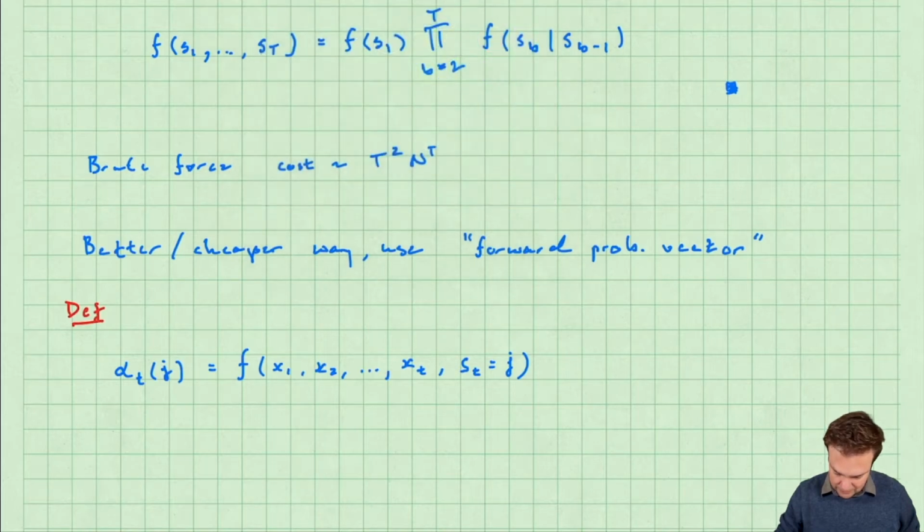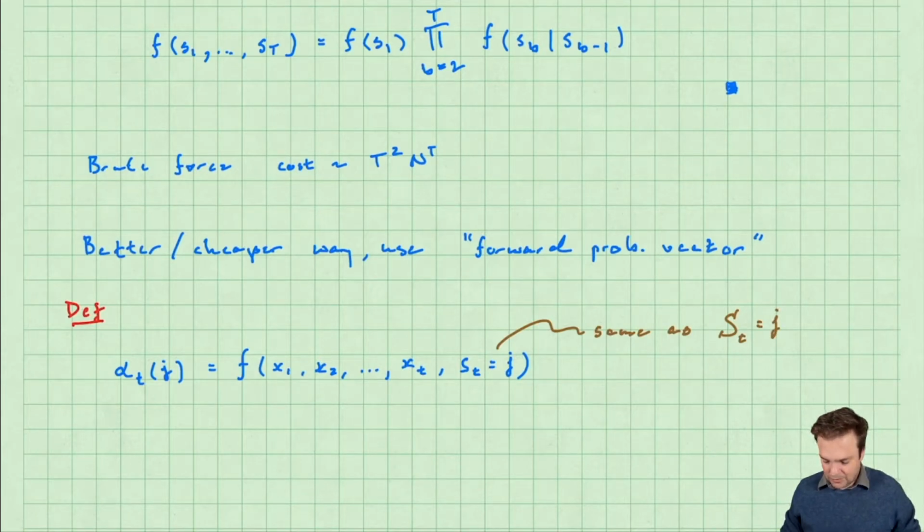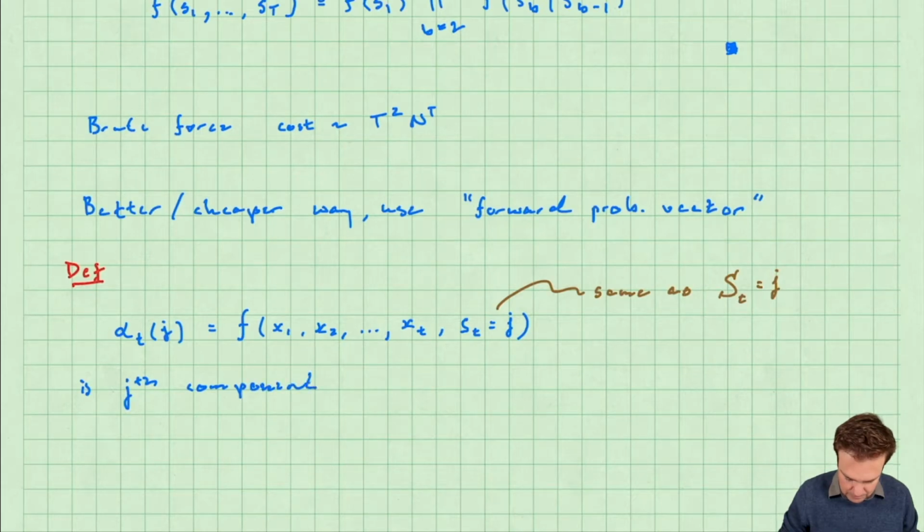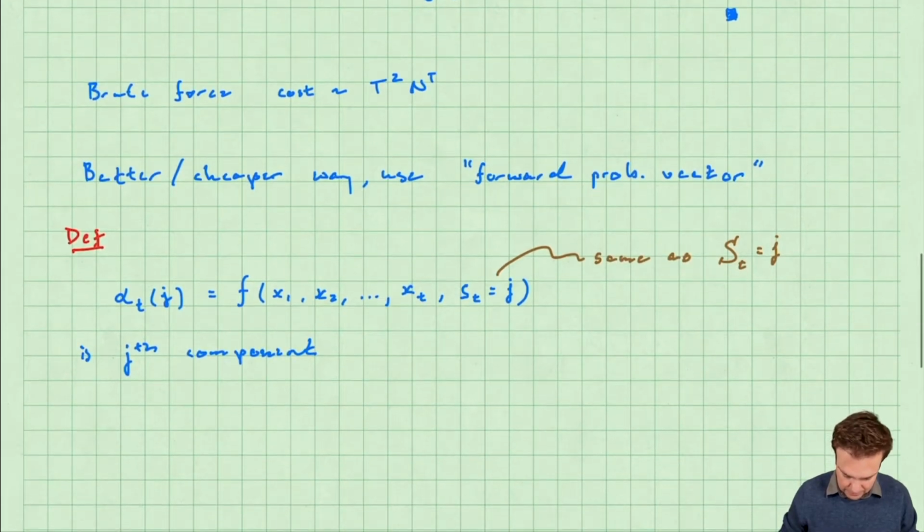So let's write this over here. So this is the same as capital S sub t is equal to little j, right? But we're just using this notation where we indicate these things with the lowercase value. It's getting a little bit overloaded, I would say. But so this is the jth component of this vector, of the forward probability vector.